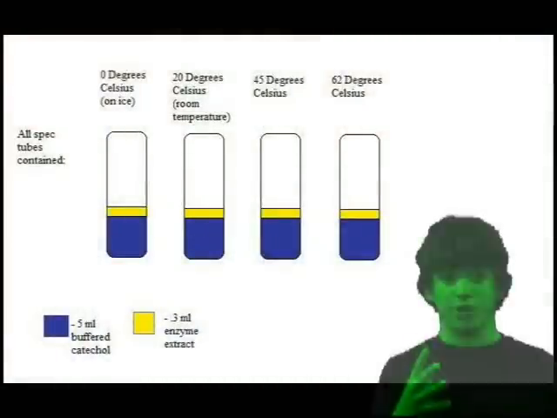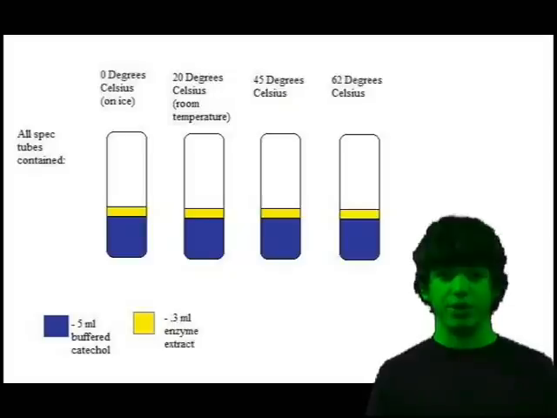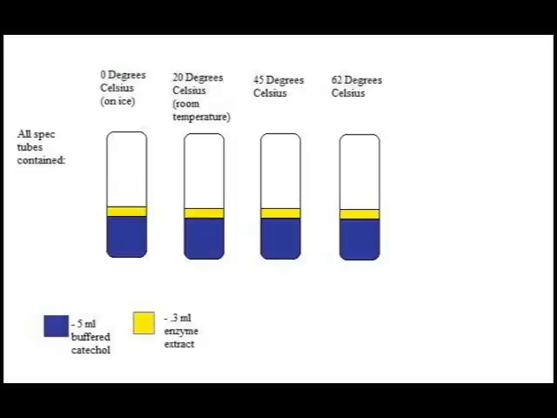We took 4 test tubes of 5 milliliters of buffered catechol each, and then added 0.3 milliliters of our extracted enzyme. These 4 test tubes were each run at a different temperature. The temperatures included 0 degrees Celsius, obtained through an ice bath, 20 degrees Celsius, which is room temperature, and 45 degrees Celsius and 62 degrees Celsius, which we obtained through a heated water bath.